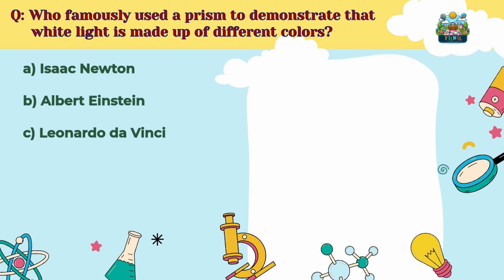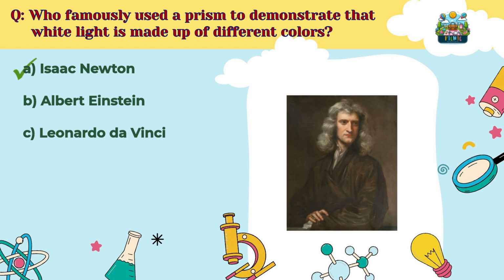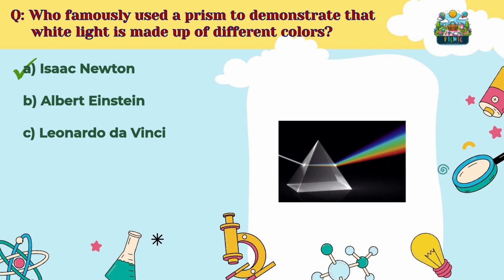Who famously used a prism to demonstrate that white light is made up of different colors? Isaac Newton used a prism to demonstrate that white light is made up of different colors.